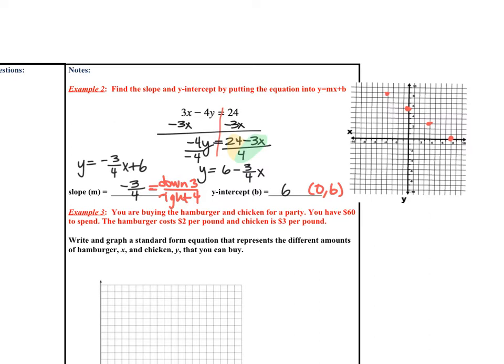Okay, and then you connect those points with a line just like you did in 3.3. You graph the same way. Once you have it in slope-intercept form, you can graph that. Okay.